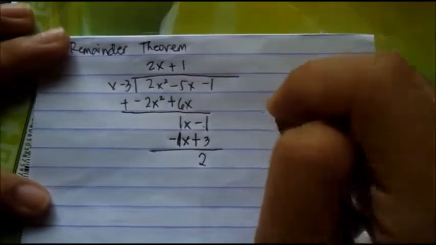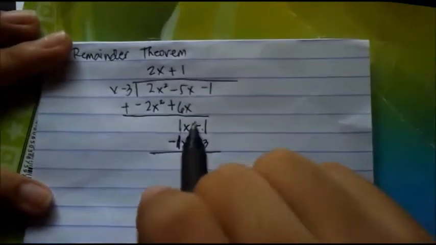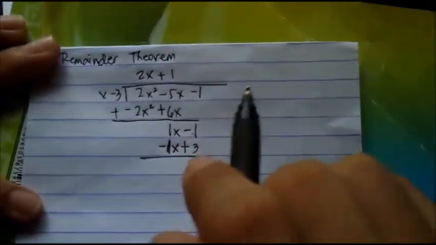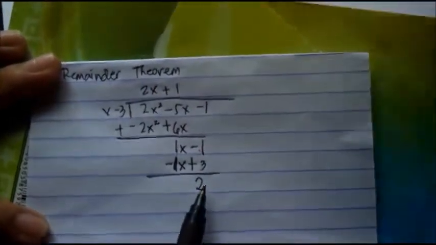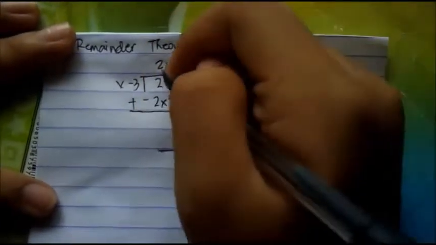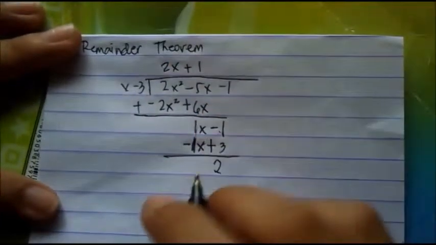So, the remainder for the equation 2x squared minus 5x minus 1 divided by x minus 3: the quotient is 2x plus 1. The remainder is 2.